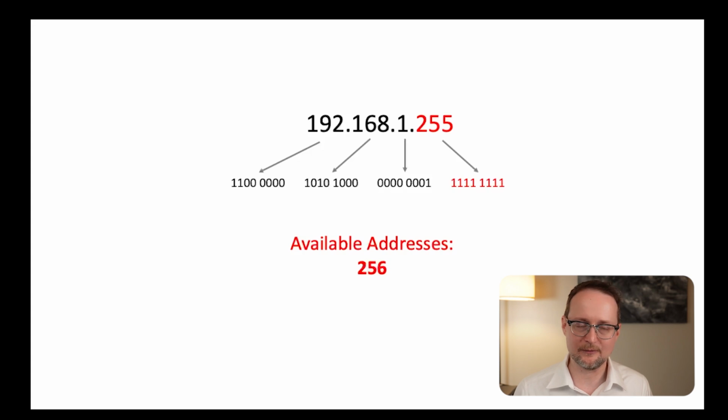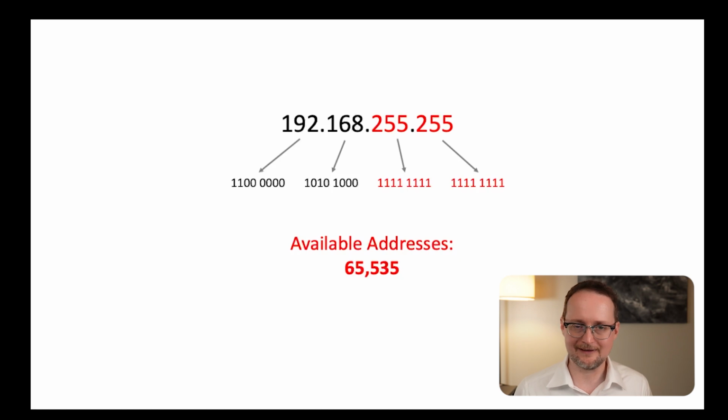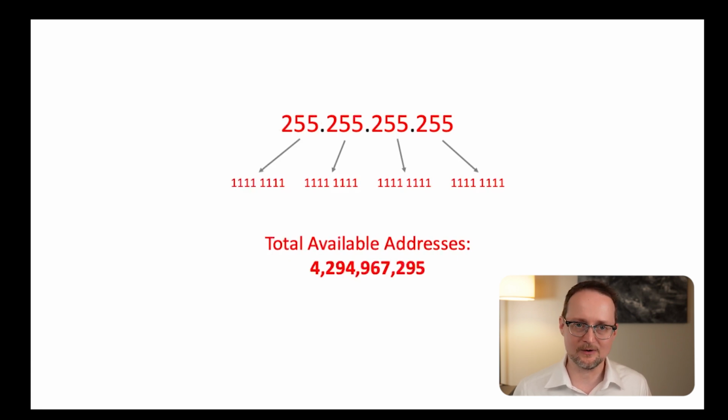The 4th octet, when it's full, has a value of 256, or 256 addresses. If we combine the last 2 octets, we now get 65,000 addresses. With the last 3 octets, now we're up to 16 million addresses. And the total number of IP addresses in IP version 4 is roughly 4 billion addresses. Now, 4 billion is a lot, so we need a way to break this up into more manageable networks.